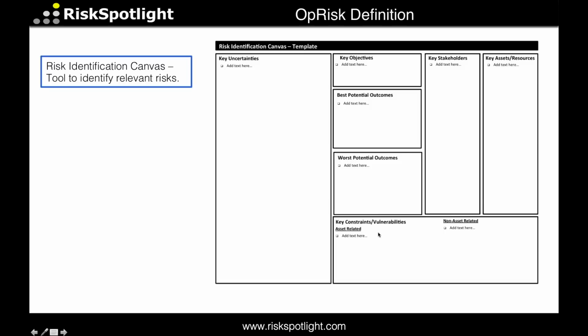And then in the bottom half is where we are trying to then identify any key constraints or vulnerabilities we may have in association with that objective. So if our objective is to increase revenue, and one of the assets we have is, let's say, a CRM system we are using to keep track of our customers and give them marketing offers, then that IT system may have a constraint that it may only be able to handle, let's say, 10 million customers. So if your marketing is very successful and the number of customers goes above 10 million, then your IT system may not be able to handle those extra customers.